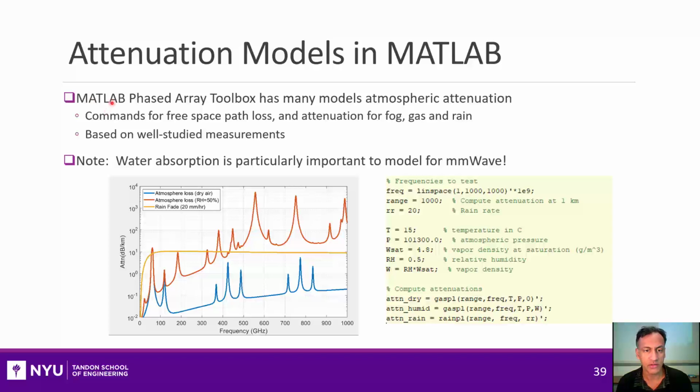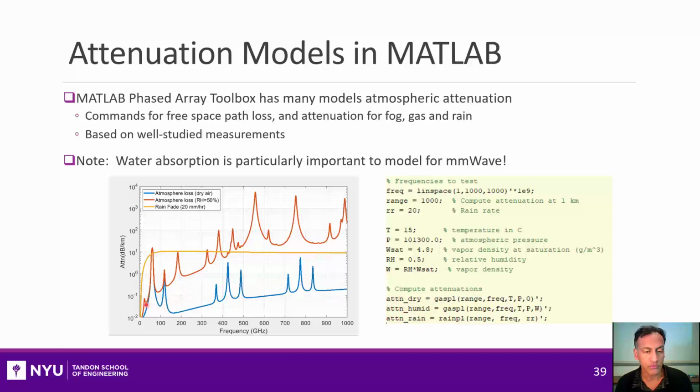you some excellent models that are built in, so you can look at various types of losses as a function of the frequency and the atmospheric conditions. So here I've plotted a few examples. One is the loss due to rain fades, and that will in general depend on the level of the rain itself, so you can put that in, for example, here.